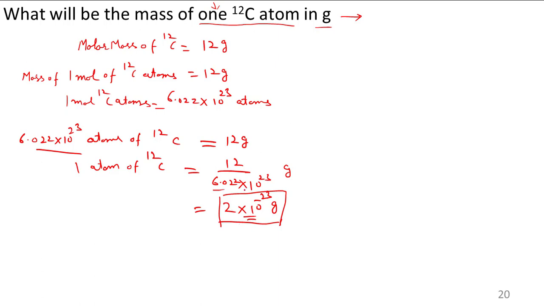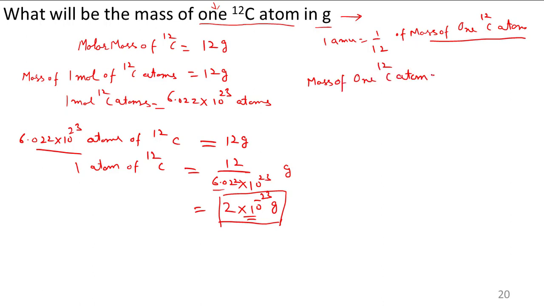Second method, we can calculate it from the definition of AMU. Now what is 1 AMU? 1/12 of the mass of one carbon atom. We have to calculate the mass of one carbon atom. So mass of one C-12 atom is equal to 12 into AMU, and AMU is equal to 1.66 into 10 raised to the power minus 24 grams. So we can say the mass of one carbon atom.